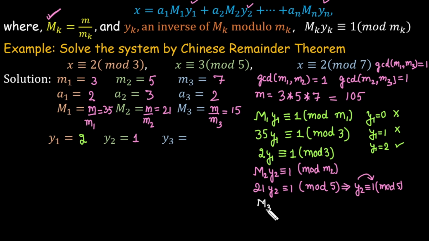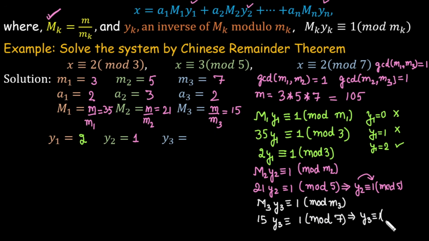Similarly, for the third case, we can have this equation. Capital M3 is 15, y3 is congruent to 1 mod 7. 15 when divided by 7, the remainder is 1. So y3 is congruent to 1 mod 7. So in short, directly we have the value of y3, that is equal to 1.